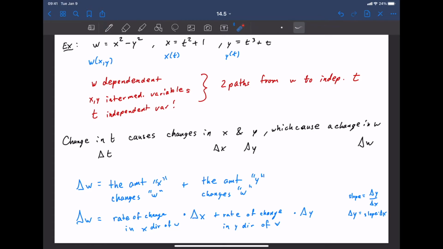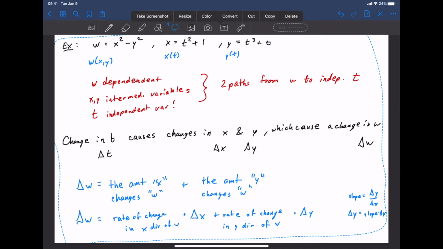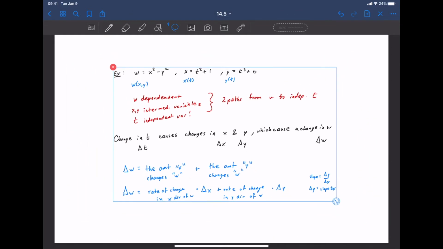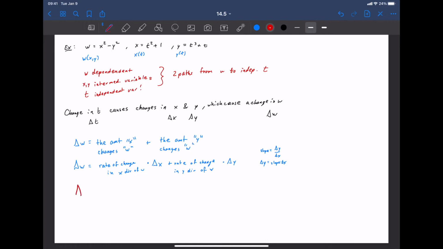And we're really close now. The idea is that these two rates, what do we mean? What do I mean by rate of change in the x direction of w? What are we talking about when we say things like that? A partial derivative of w, partial w partial x times delta x plus partial w partial y delta y.